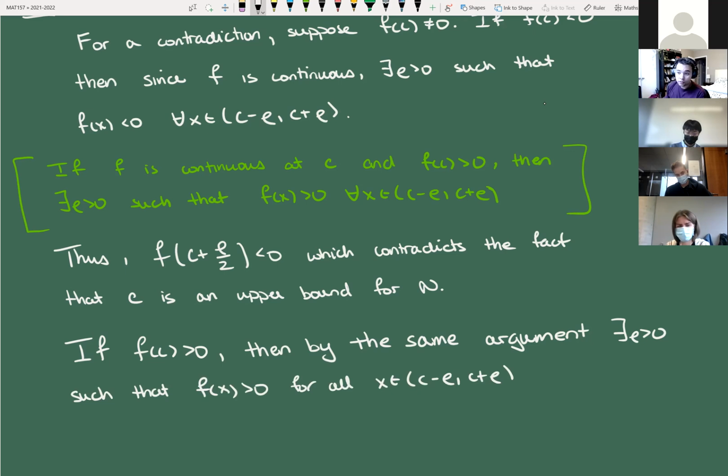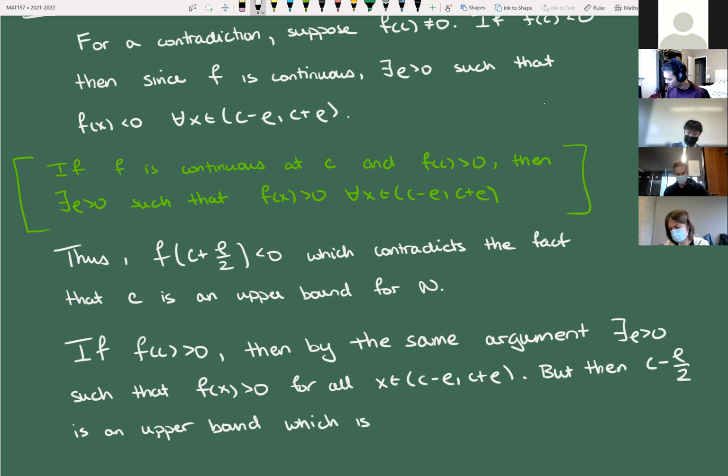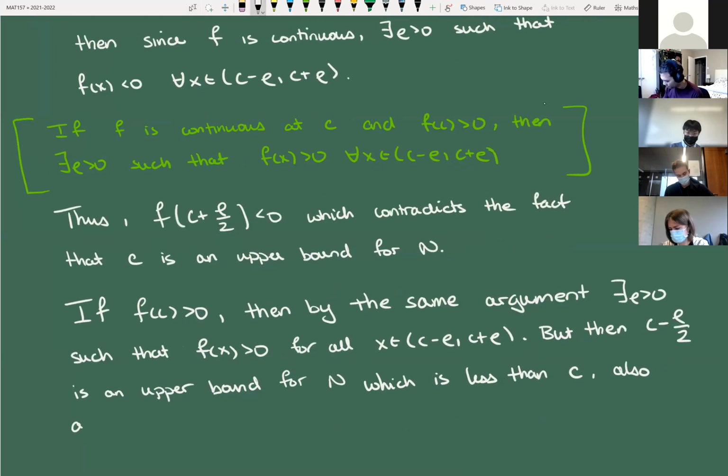Right? But then c minus rho over 2 is an upper bound for n, which is less than c, right? Which again is a contradiction. It contradicts the fact that it's the least upper bound. Right, so that's also a contradiction.